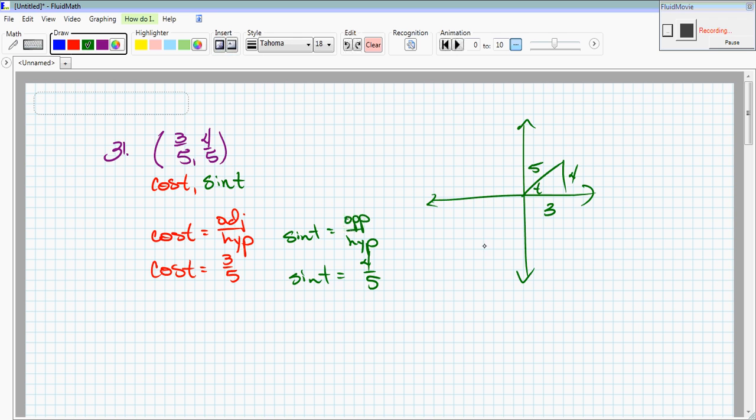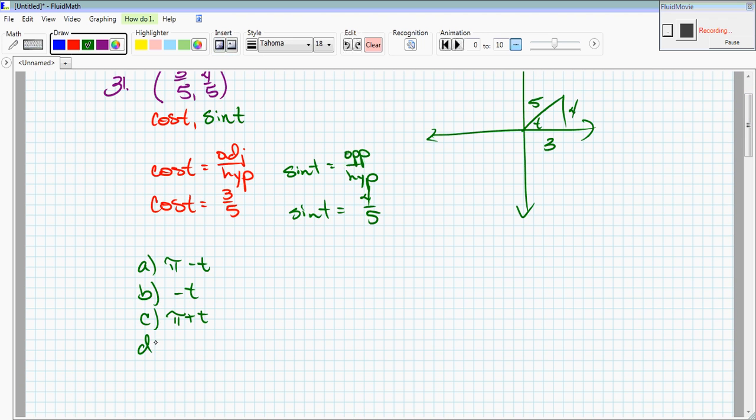Really, without this triangle, we could find t, and that's what we need to find, because what they want us to do is find the terminal point determined by each of the following. And then we have a, which is pi minus t, b, which is negative t, c, which is pi plus t, and d, which is 2 pi plus t.